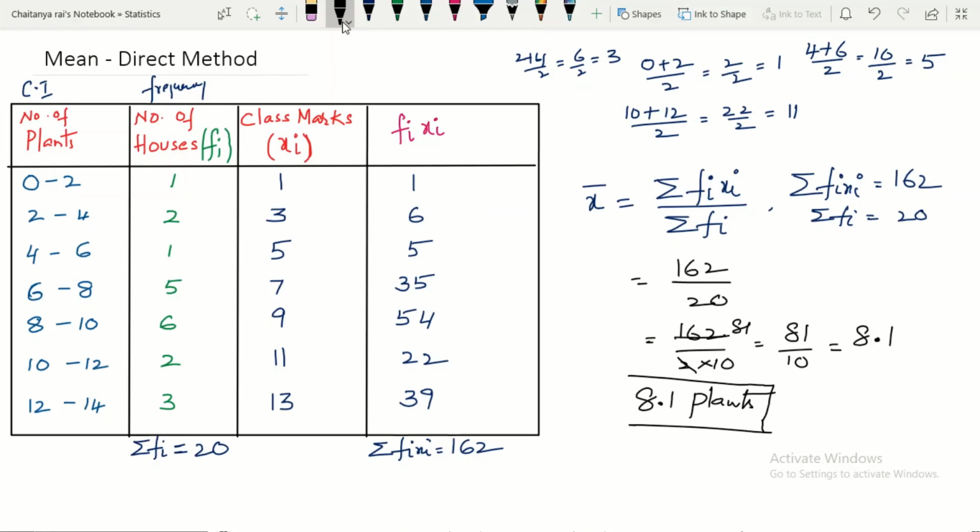One thing I want to make very clear to you, my dear students: see the values. The values are very small in the class interval as well as the frequency. We have opted for direct method, so we got the answer as 8.1 plants. What happens if these values are a little larger than this, if the frequency is a little larger? How do we find the mean then? That we will see in the next video.